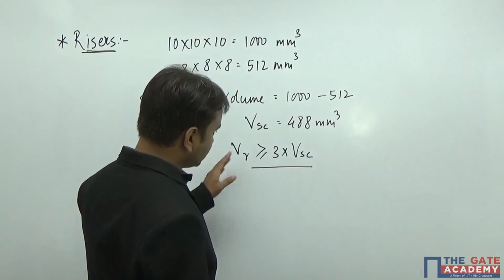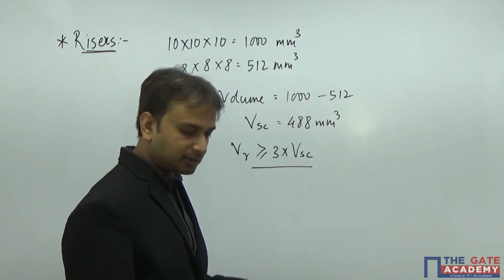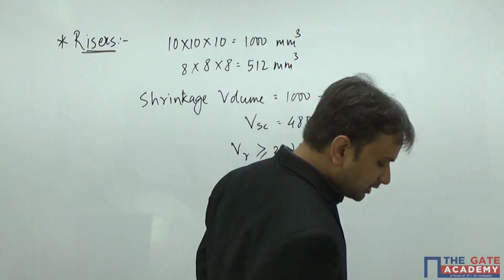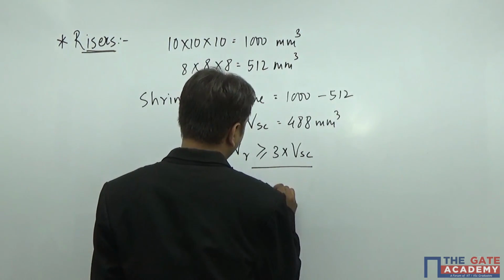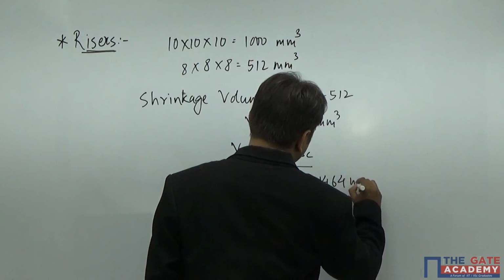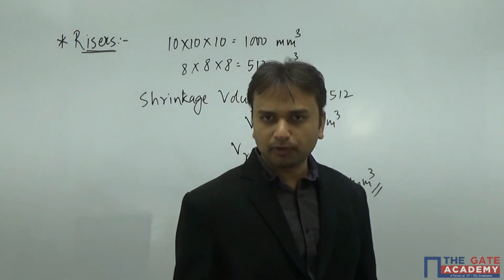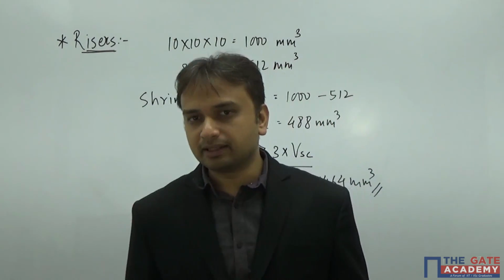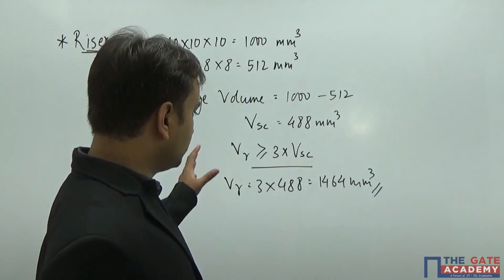So the volume of riser has to be at least thrice the shrinkage volume, right? So if it is thrice the shrinkage volume, that means volume of riser can be computed as 3 into 488, which is 1464. Okay, so 1464 mm cube is the volume of the riser which is fixed. Getting the point?